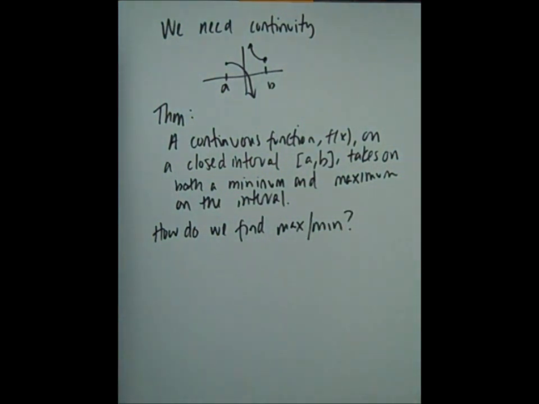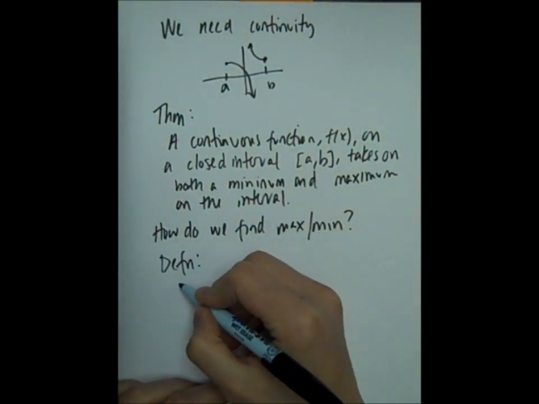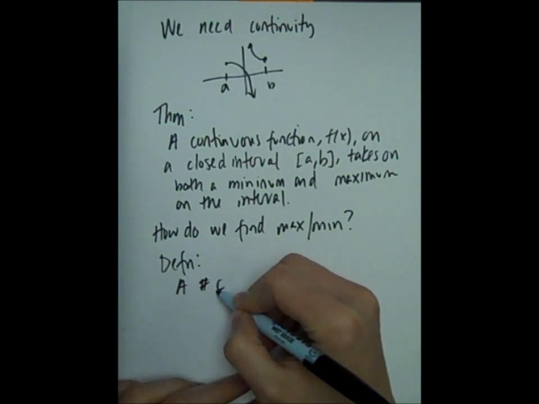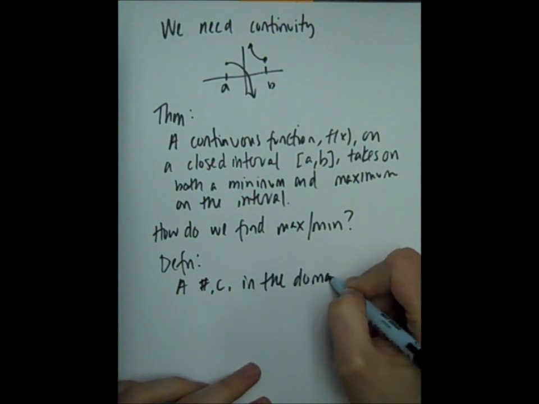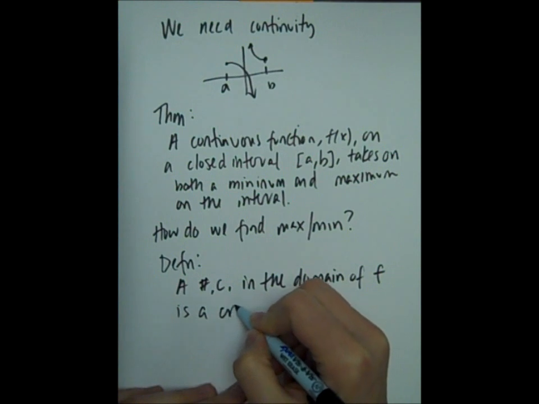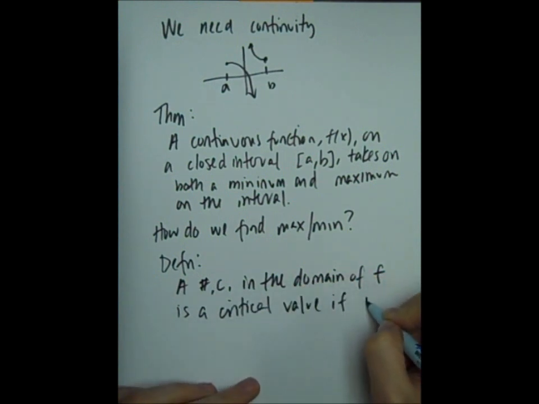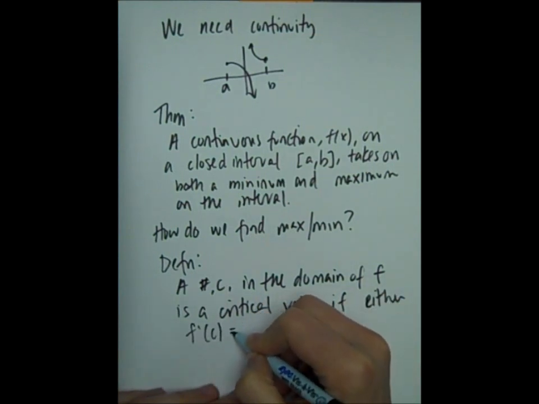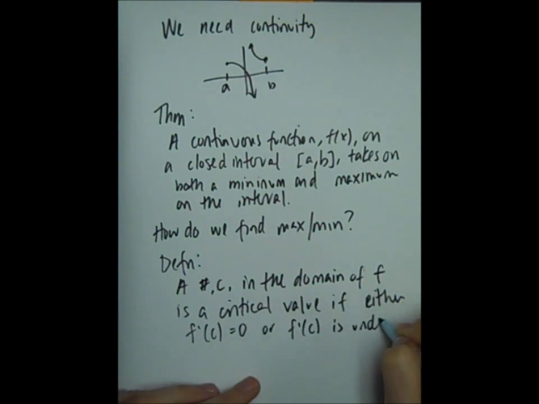Well, to find the max and min, we have to introduce the idea of a critical value. So a critical value, this is our next definition that we're going to need. We say a number c in the domain of f is a critical value if one of two things is true. Either f prime of c equals 0, or f prime of c is undefined.